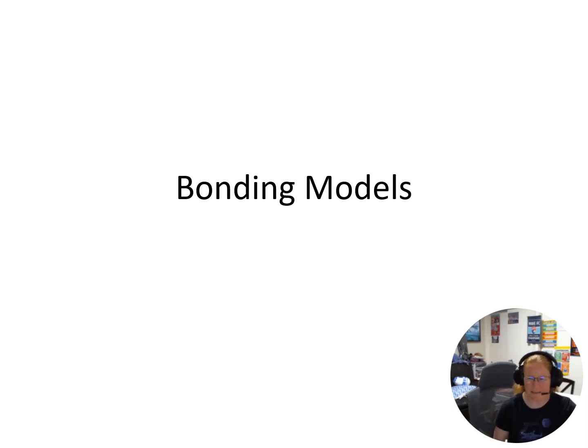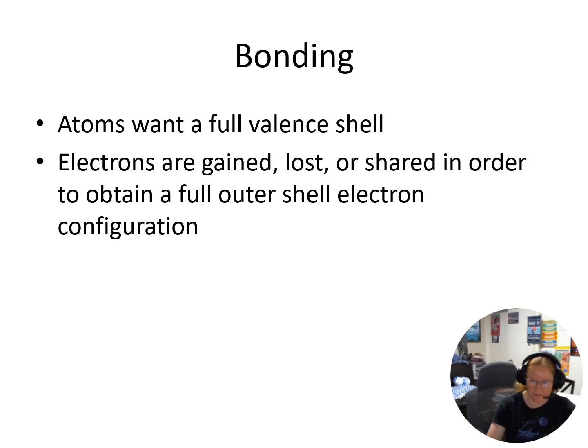There are three major bonding models to consider. A lot of the time at this stage, we primarily consider two of the three, which is what we're going to do here, but we are going to mention all three. Now, when we look at bonding, what is the point of bonding? What are atoms trying to do when they bond? Well, they're trying to attain a full valence shell. So we're going to gain electrons, lose electrons, or share electrons in order to have that full outer shell configuration.